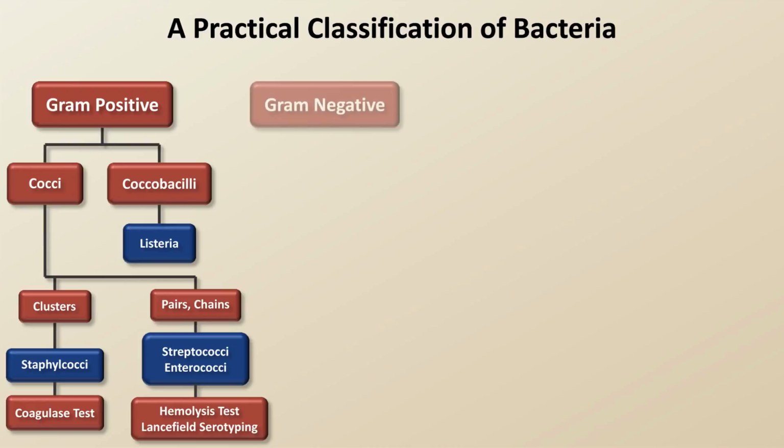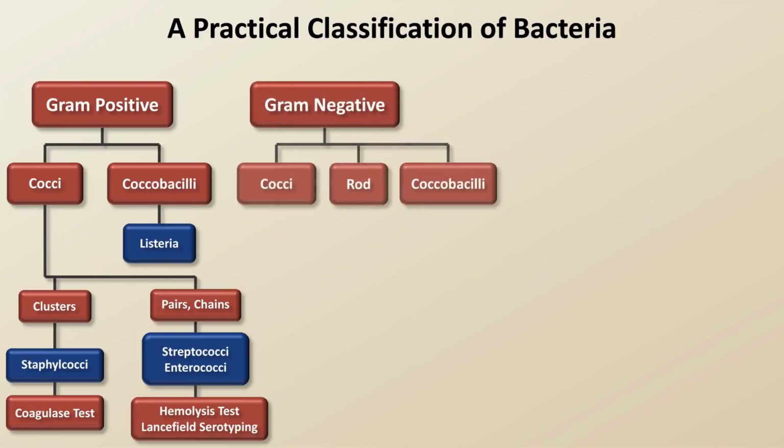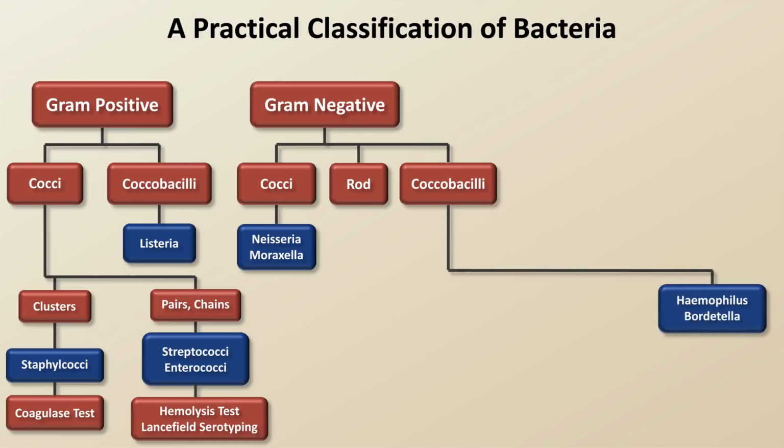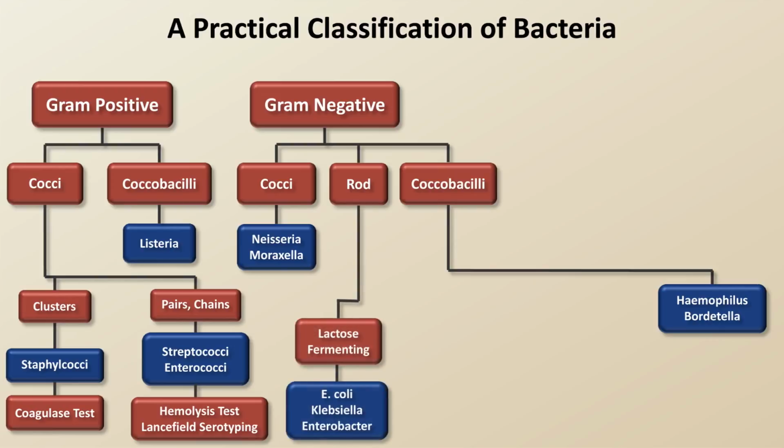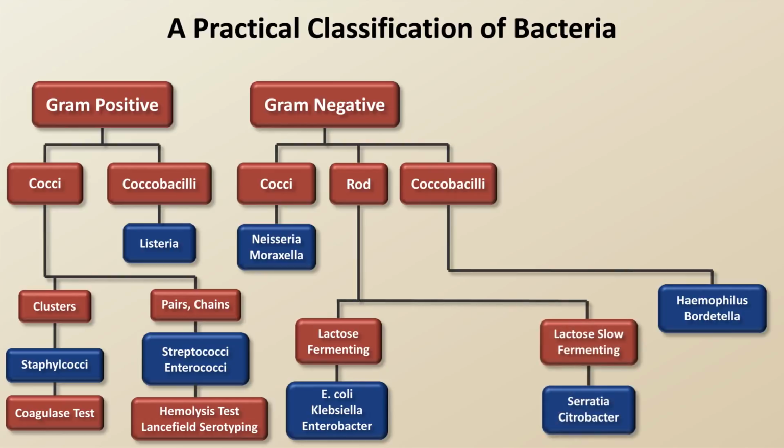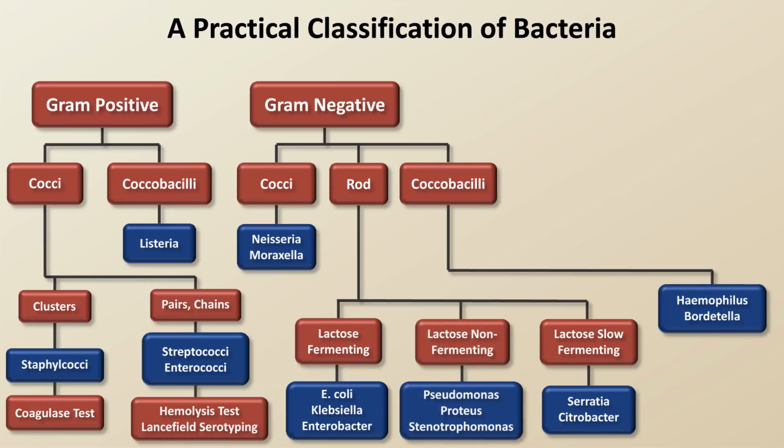Clinically relevant gram-negative bacteria can be either cocci, rods, or coccobacilli. Gram-negative cocci include Neisseria and Moraxella. Coccobacilli include Haemophilus and Bordetella. Gram-negative rods should be tested for the ability to ferment lactose. Lactose fermenting bacteria include E. coli, Klebsiella, and Enterobacter. Slow fermenters include Serratia and Citrobacter. Lactose non-fermenters include all other gram-negative rods, such as Pseudomonas, Proteus, and Stenotrophomonas.